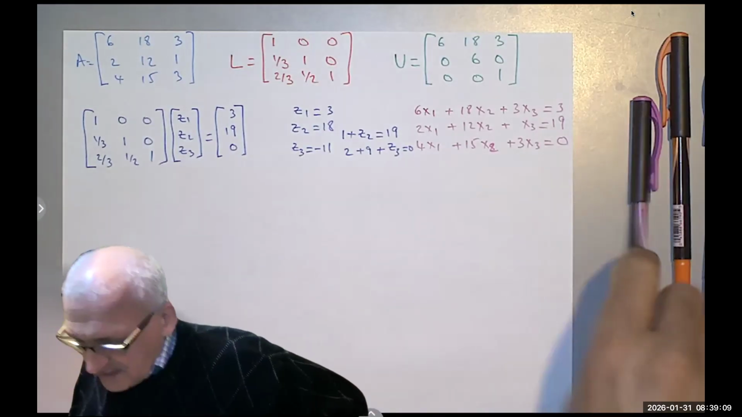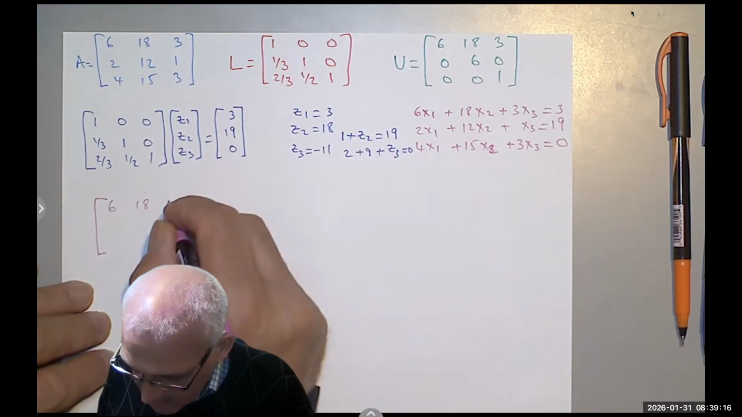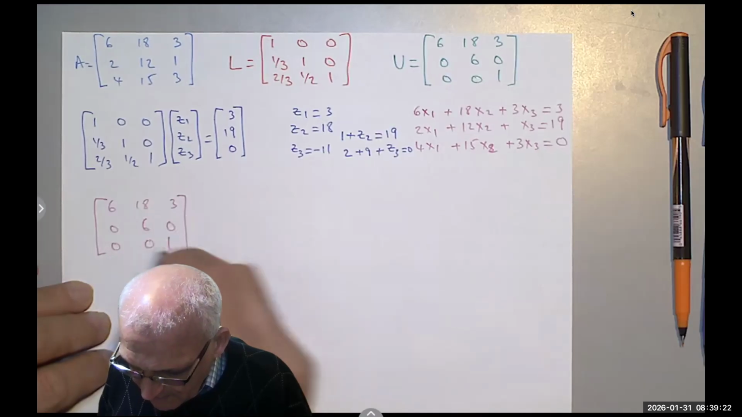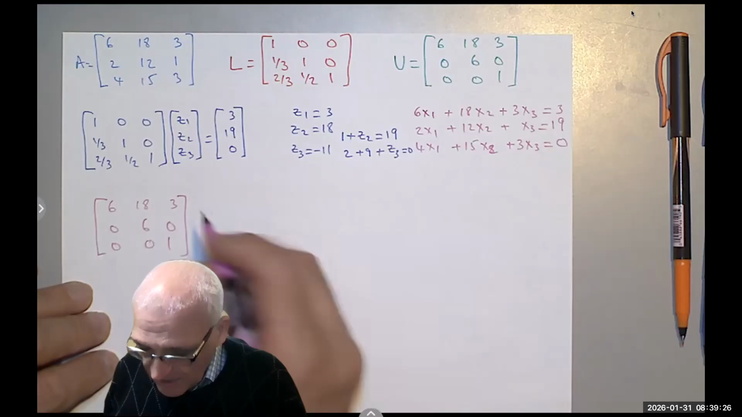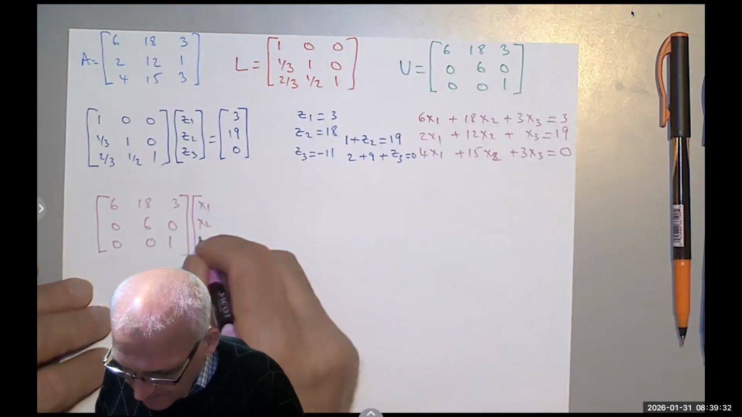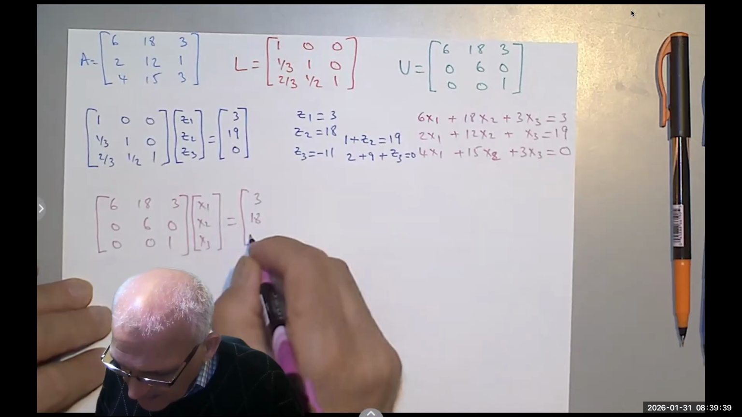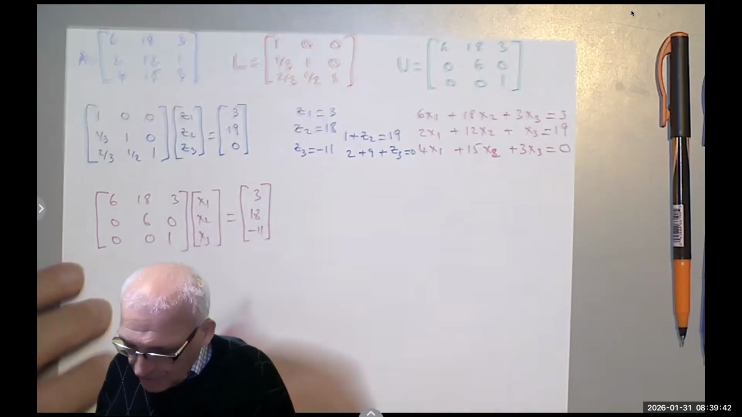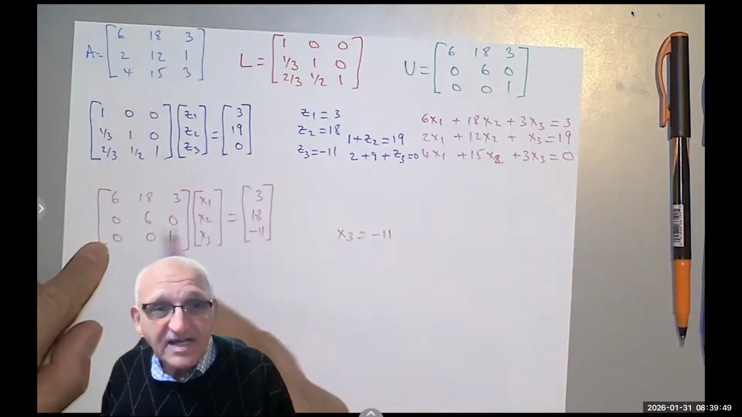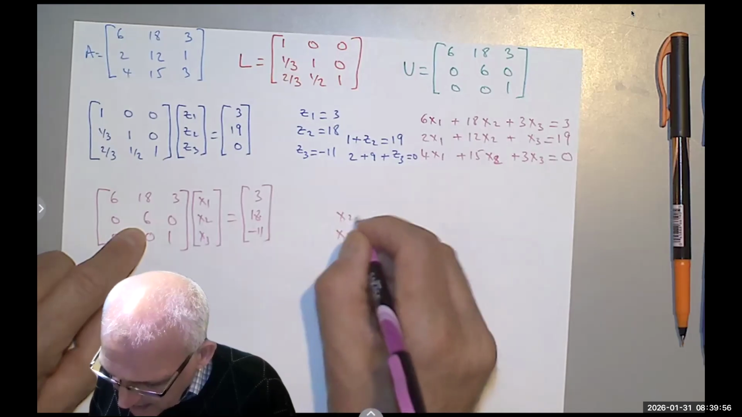Okay? And finally, the last step, we are going to multiply the upper matrix: 6, 18, 3; 0, 6, 0; 0, 0, 1. In fact, here you see that x3 and x2, you can find them right away without even substituting. x3 is -11. You see, here we don't even have x3. So you say 6x2 equals 18. You divide by 6, you get x2 equals 3.